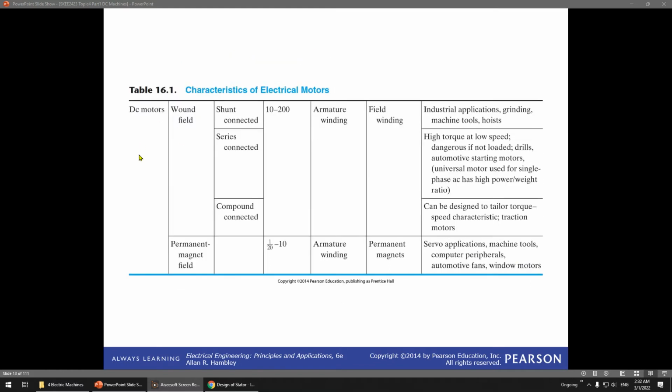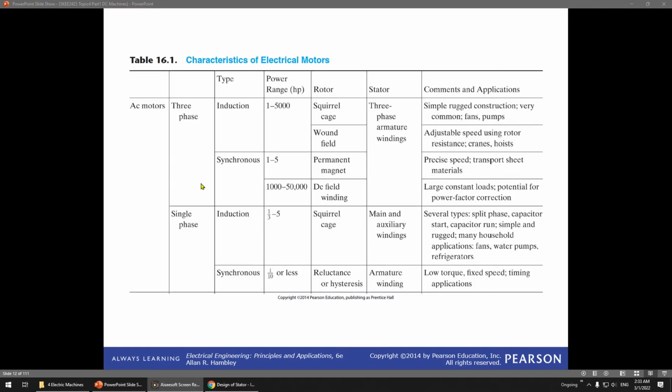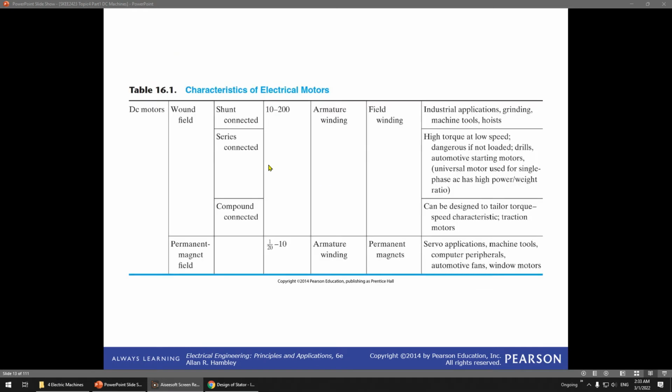Then for a DC motor you can either have a wound field or a permanent magnet. Wound field is basically where you have to supply the current to create a magnetic field. Permanent magnet is basically where you have a magnet. Permanent magnet means you have a naturally occurring magnet, so you don't need any additional current. So you have wound and permanent magnet.